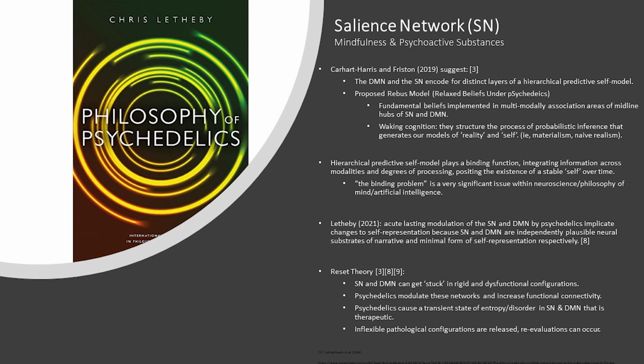And they discovered a person's beliefs were in many ways associated within midline hubs of the SN and the DMN. And so in waking cognition, they provide a kind of probabilistic inference of what reality and self are. So this hierarchical self-model is thought to be something that binds information from the outside world, integrates it in many different ways and modalities, and posits a sense of self.